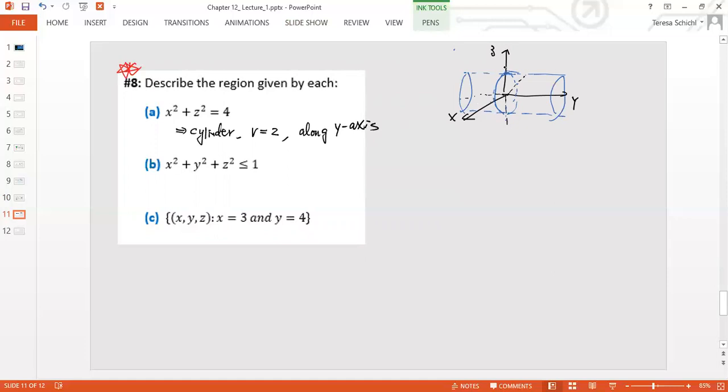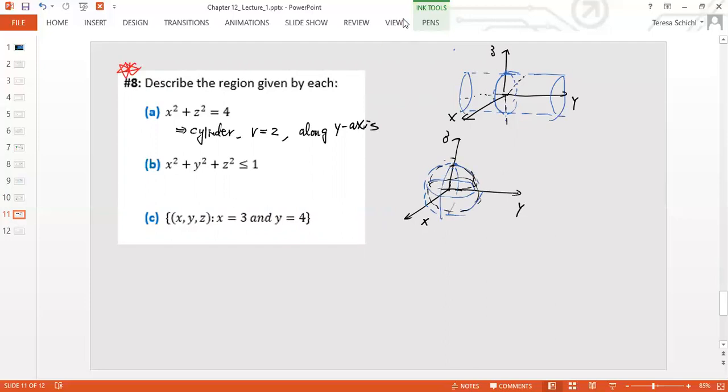Okay, the next one here is pretty easy. x squared plus y squared plus z squared less than or equal to 1. So what is this? This is a sphere, right? If you graph it, this is x, y, z here. Can you see my terrible graph here? All right, let me use a different color. So it's a sphere, kind of going like this.